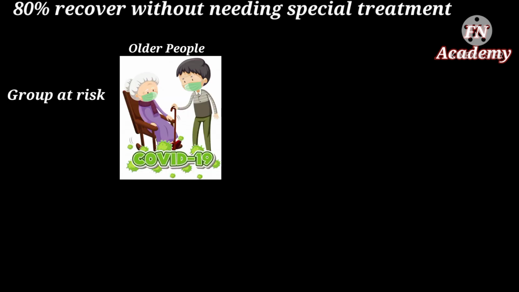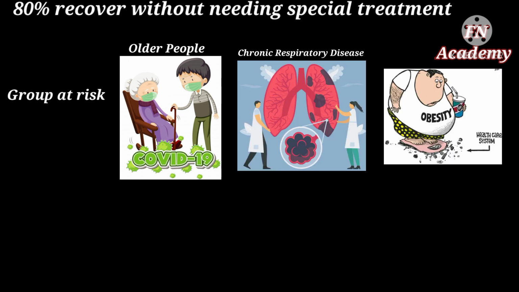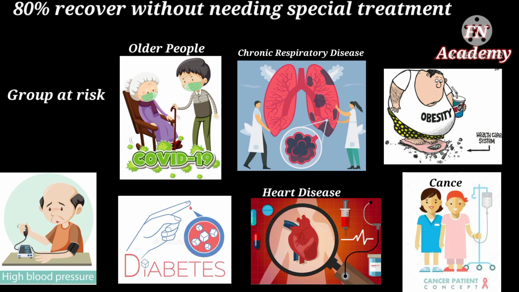About 80% of cases recover from the disease without needing special treatment. But there are some people who are at risk of serious illness. They include older people or people with underlying medical problems such as chronic respiratory disease, obesity, high blood pressure, diabetes, heart disease and cancer. But how can we tell whether someone is infected?